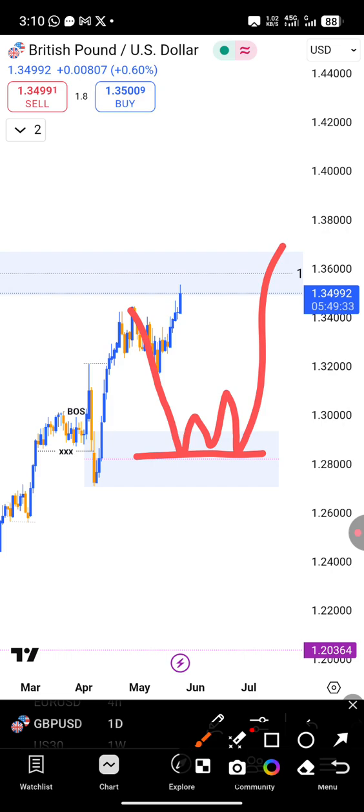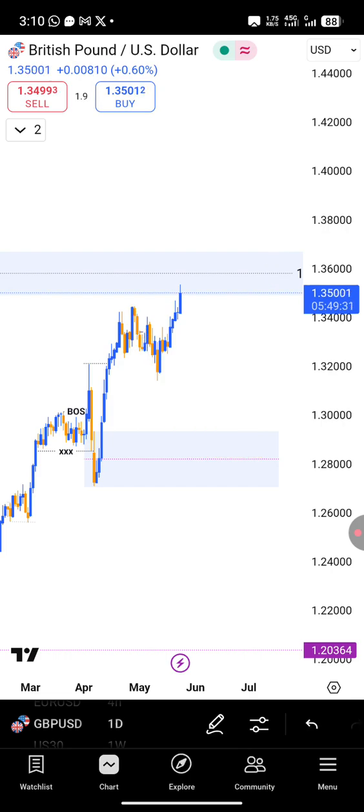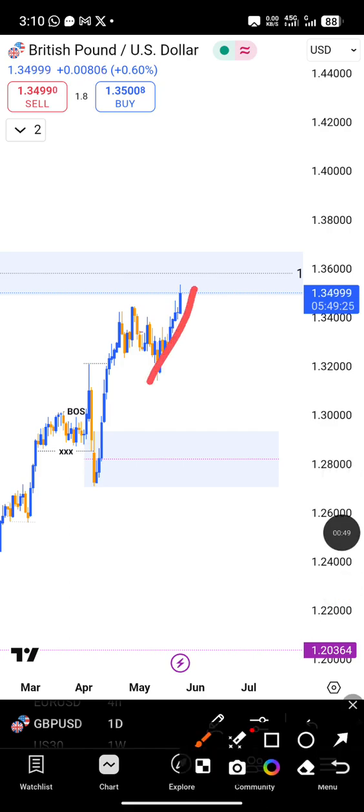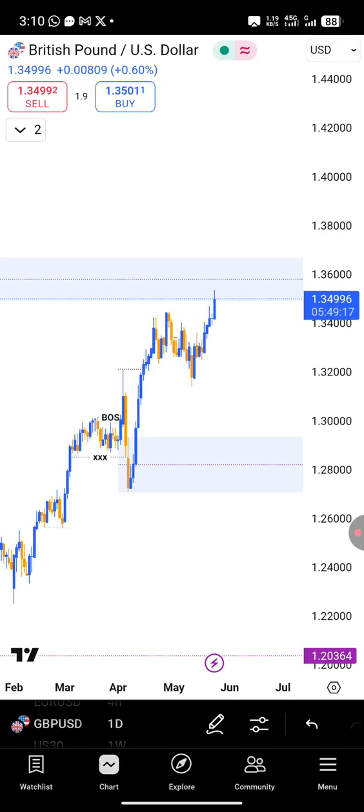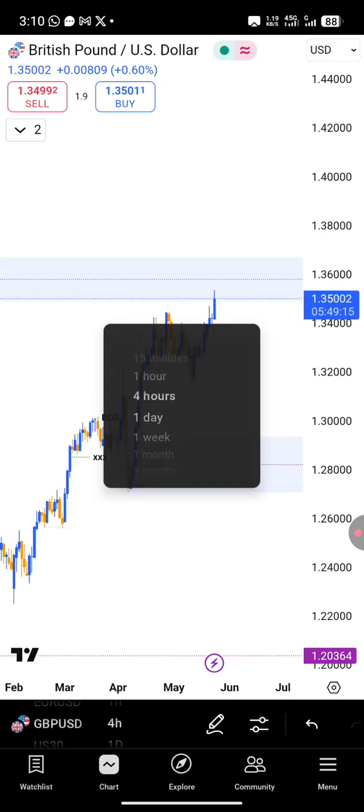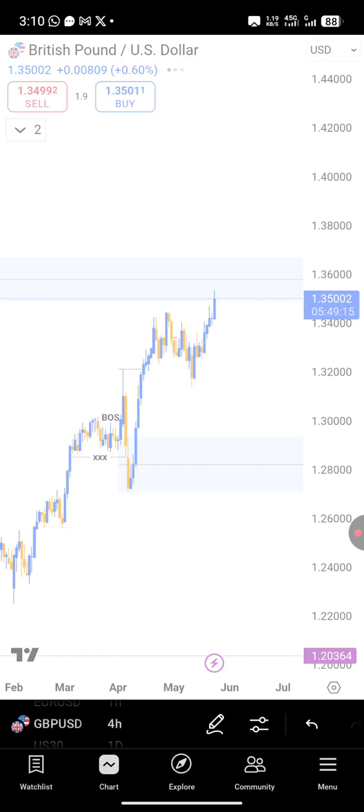But then that didn't happen. So let's see how I caught this beautiful move to the upside over here. Let's see how I caught it. So I went down to the smaller time frame when I saw this move over here. I went down to the 4 hour time frame initially.